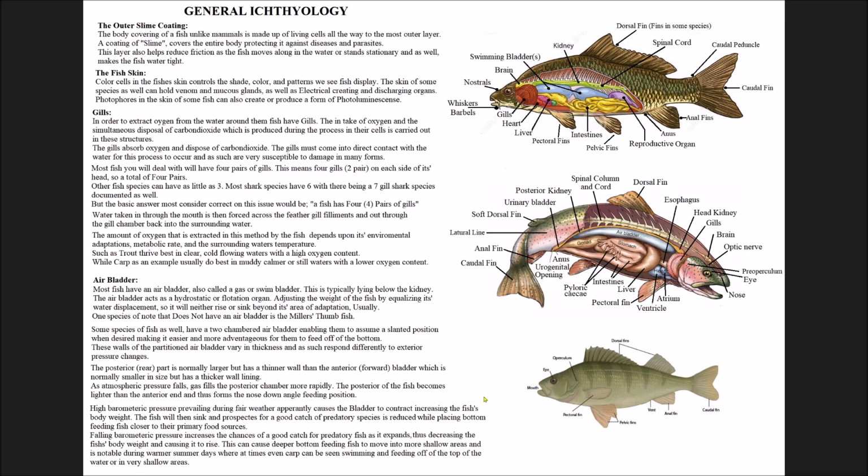Falling barometric pressure increases the chances of a good catch for predatory fish as the bladder expands, thus decreasing the fish's weight and causing it to rise. This can cause deeper bottom-feeding fish to move into more shallow areas and is notable during warmer summer days where at times even carp can be seen swimming and feeding off the top of the water or in very shallow areas. They have trouble reaching those deeper bottoms. They'll move into the shallower areas, so the bottom comes up to meet them. Okay?